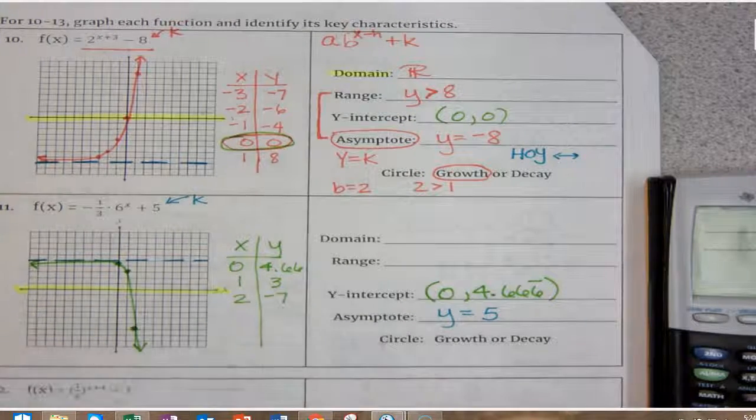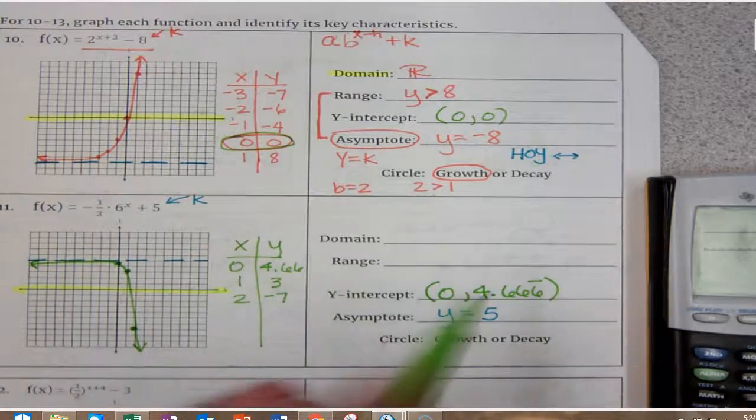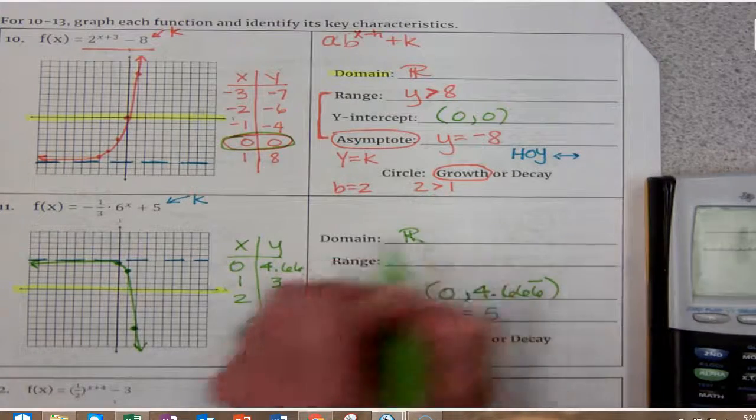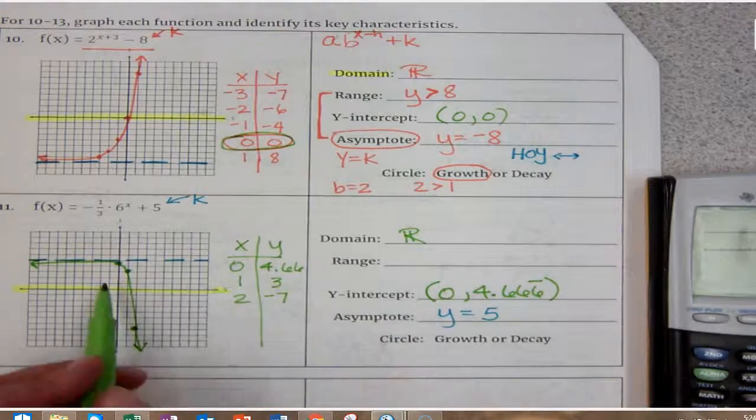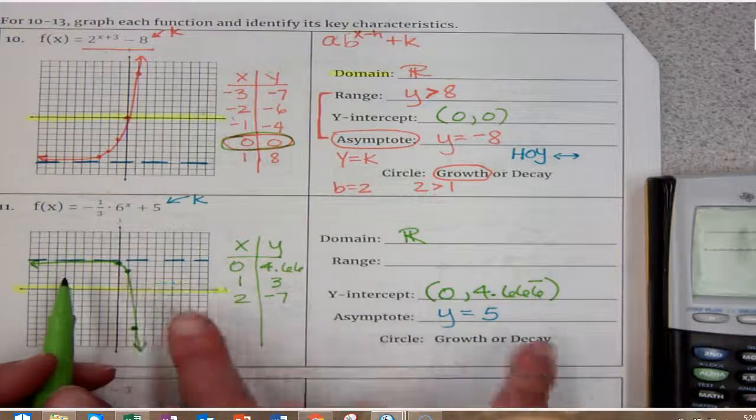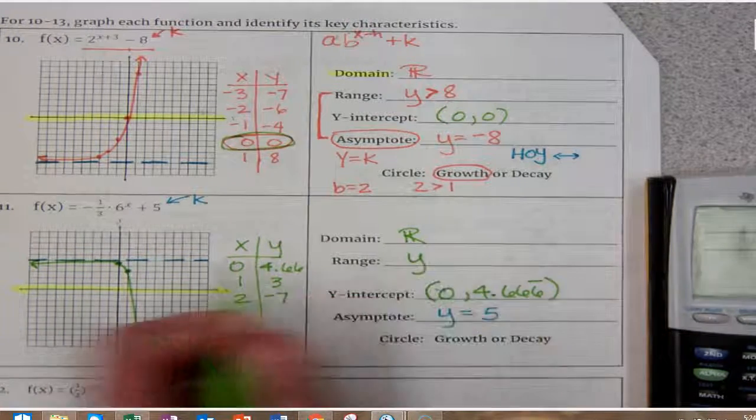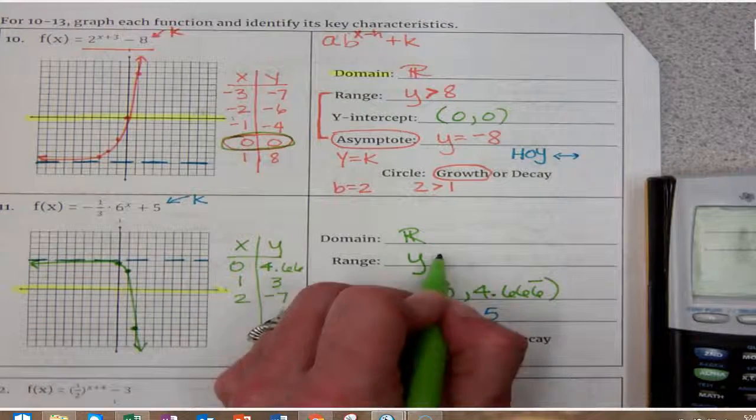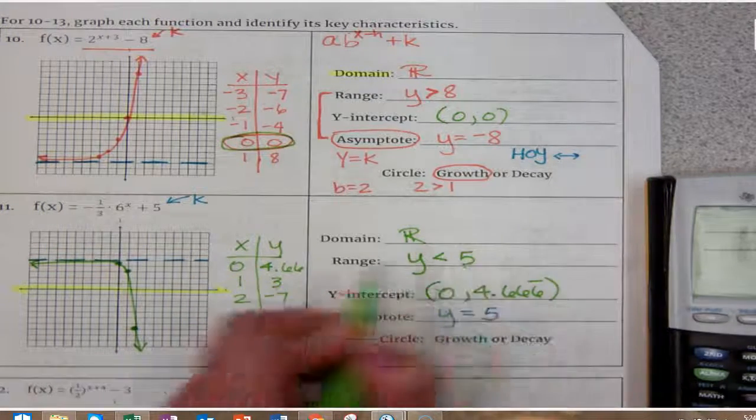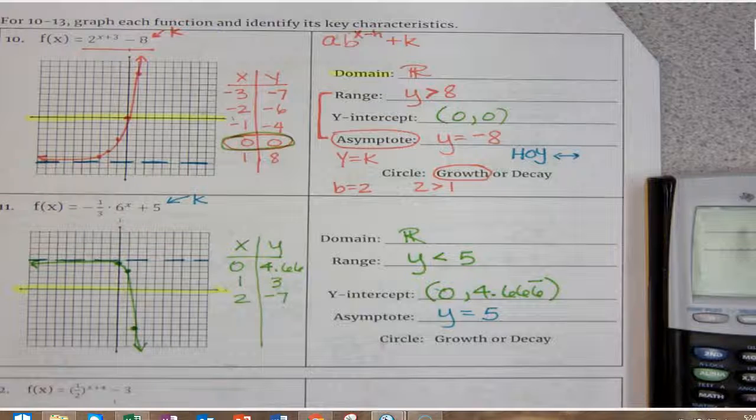It's all the numbers on the x-axis, so my domain's going to be all real numbers. My range stops at 5, right? So y has to be what? Less than 5. Not less than or equal to. You will be marked off if you put an equal sign underneath there. And look, you've done almost all the work now.